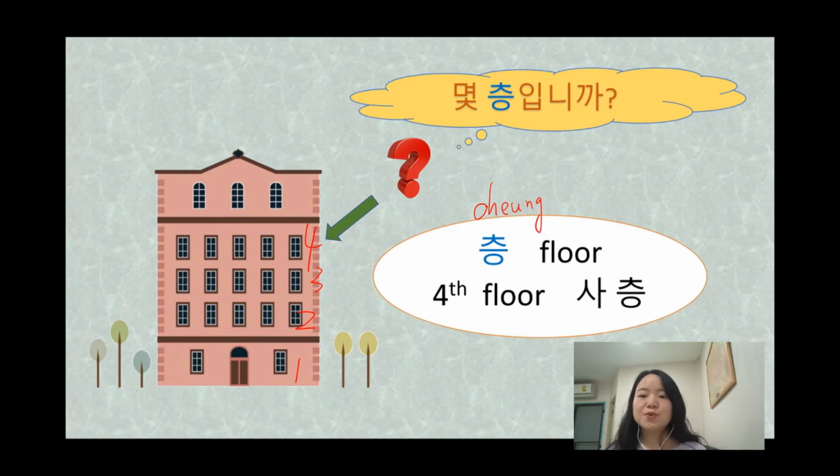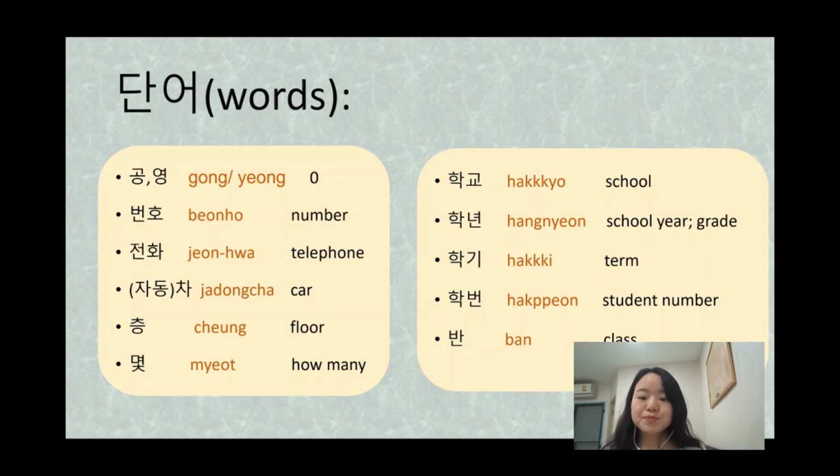Okay, so that's all. We learned how to ask about the telephone number, the car number, or the numbers you used in the school, your student number, your grade, your class. Okay, now let's have a look at the new words. Let's review. First one, 0 is 공, 영, 공 or 영.